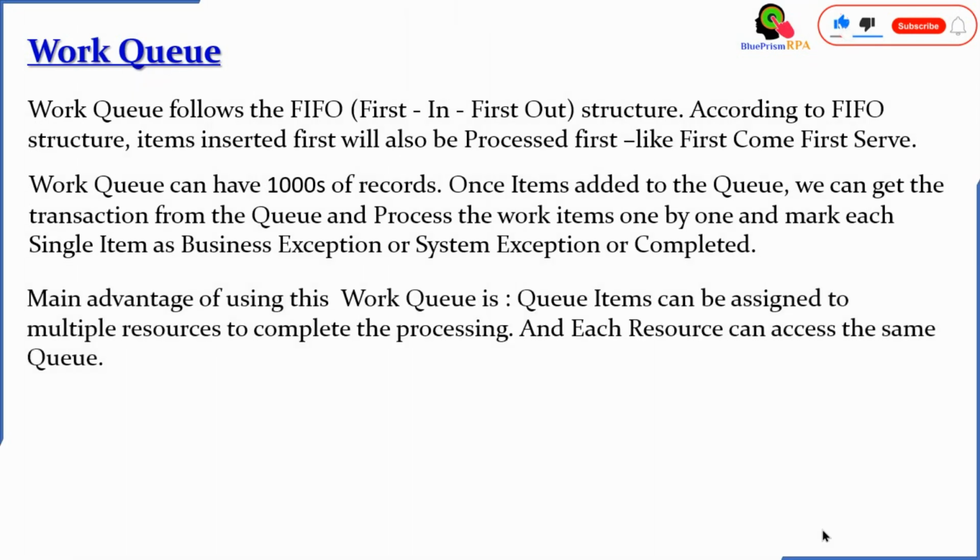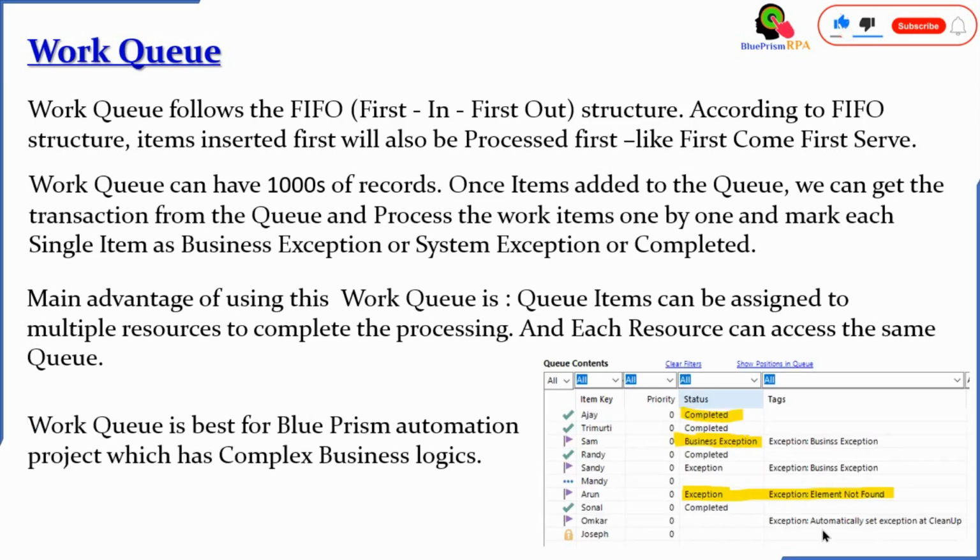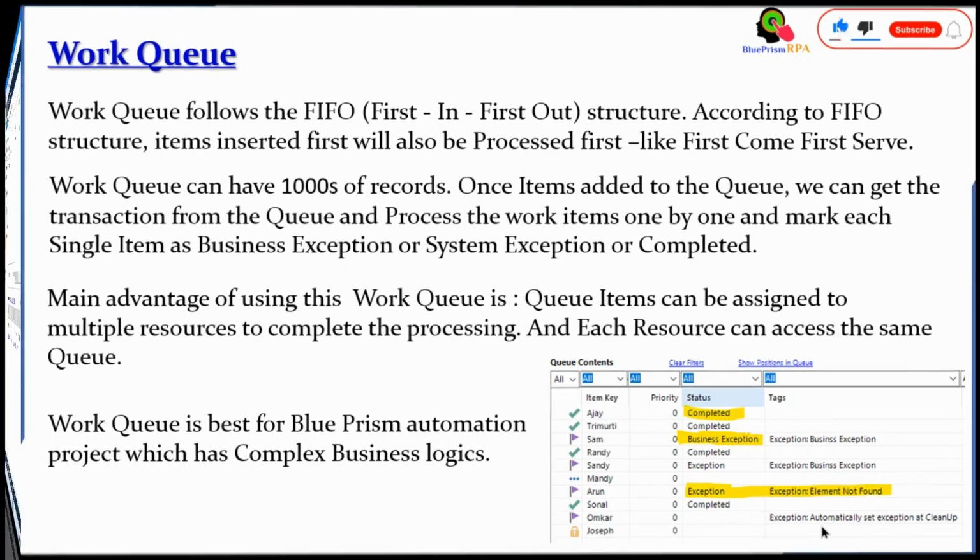The main advantage of using a work queue is that queue items can be assigned to multiple resources to complete the processing, and each resource can access the same work queue. A work queue is best for Blue Prism automation projects which have complex business logic. You can see the screenshot here. Now let me show you this practically. Let me show you the overview of the queue.